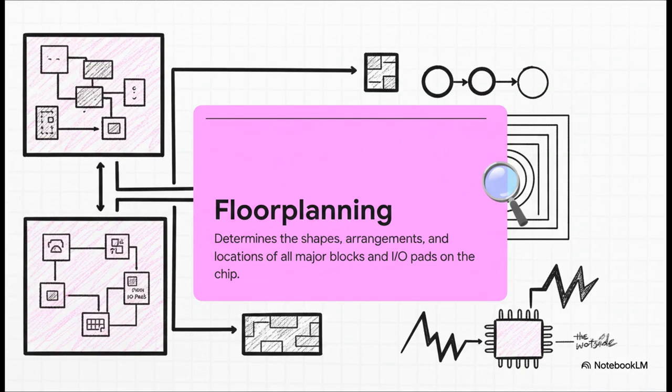So you've got your districts, right? Now you got to figure out where they all go. And that is floor planning. Where's the main CPU core going to live? Where are we putting the big memory blocks? And how are we going to position the I/O pads that connect our tiny city to the outside world? This whole stage basically defines the chip's overall geography.